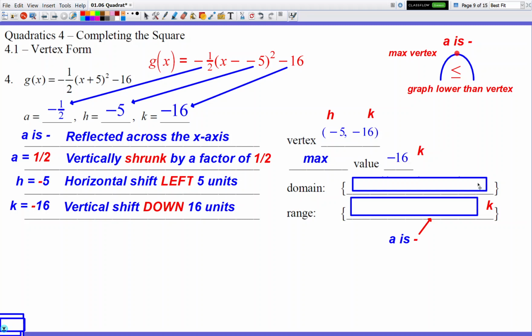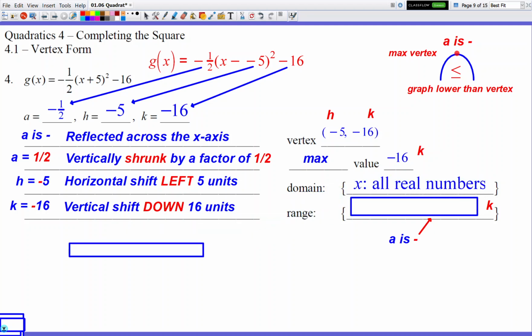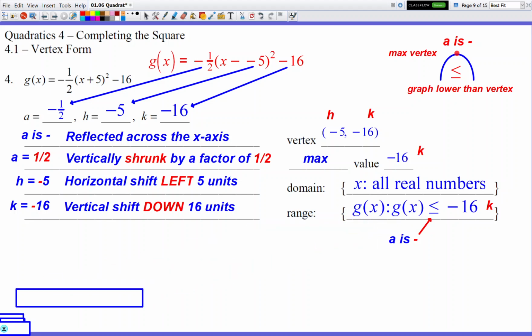Okay, domain, that hasn't changed in every single problem. It's still X, all real numbers. Okay, range pretty much is the exact same thing also, right? You still got the g of x colon g of x. You got your K value written right here. The only difference is sometimes we put less than or equal to, sometimes we put greater than or equal to. So this time we put less than or equal to. And the reason why we did that is because A is negative. So when I translate this statement, it's the graph is lower than the height of -16. The graph is lower than a height of -16.